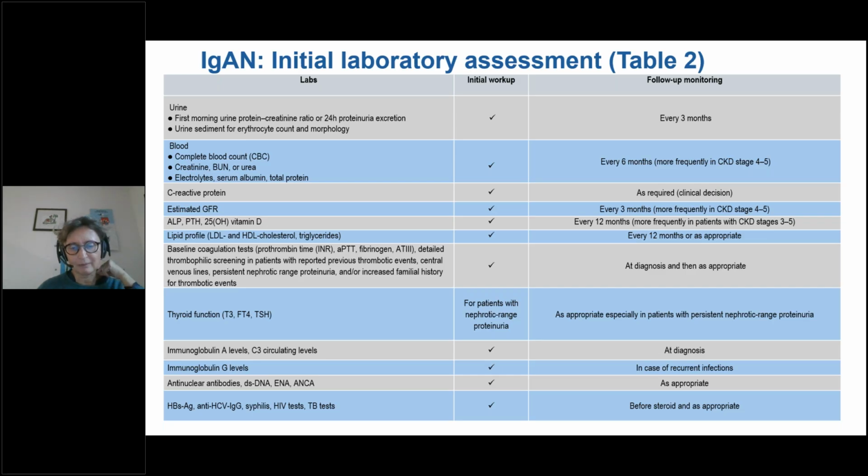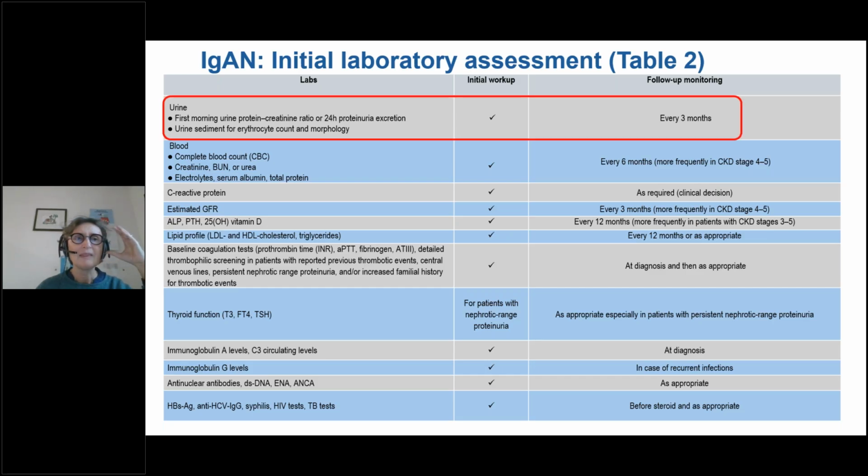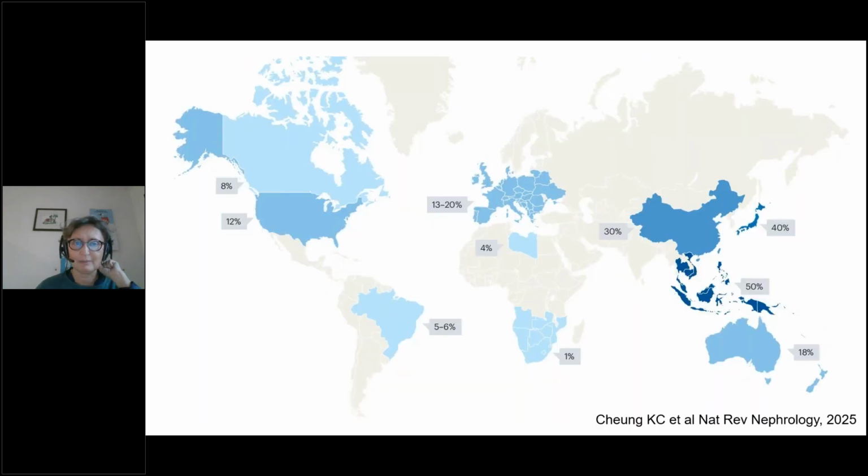And then if you're planning to start immunosuppression, in particular steroids, checking for a variety of severe infectious diseases such as hepatitis B, hepatitis C, syphilis, HIV, and tuberculosis, as appropriate depending on the country and the patient history, can be important. This is certainly the most important exam for the diagnosis and initial assessment of IgA nephropathy.